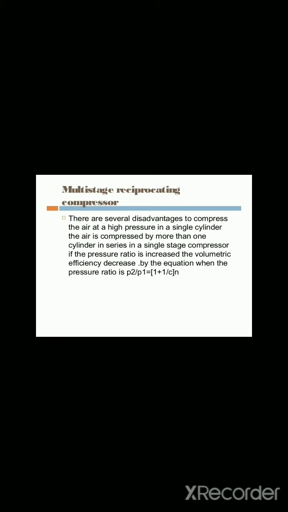Multi-stage reciprocating compression: there are several disadvantages to compressing air to a high pressure in a single cylinder, so the air is compressed by more than one cylinder in series. In a single stage compressor, if the pressure ratio is increased, the volumetric efficiency decreases. By the equation, the pressure ratio is P2 divided by P1. This is the overall formula.